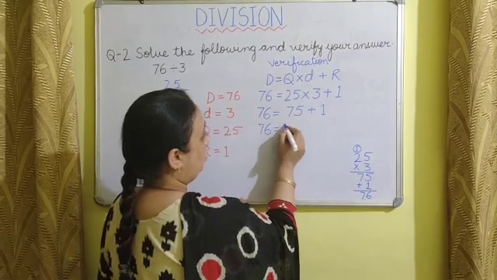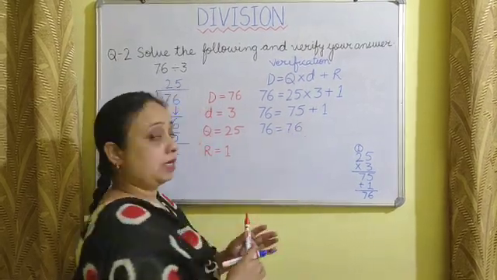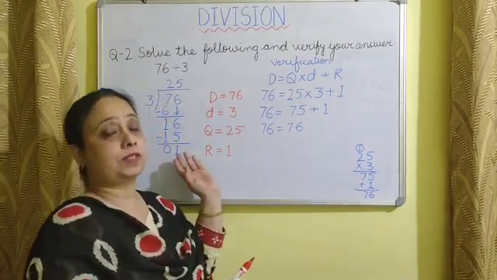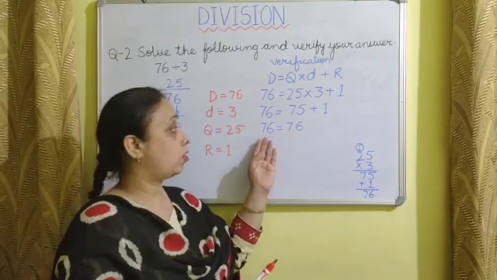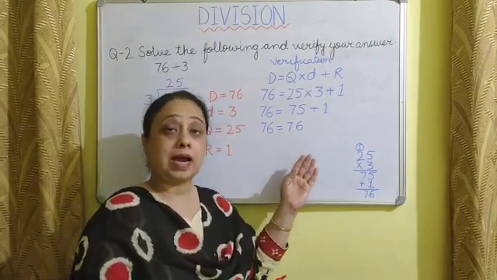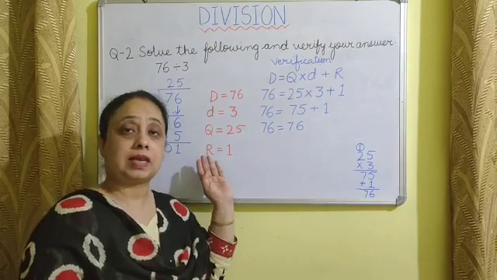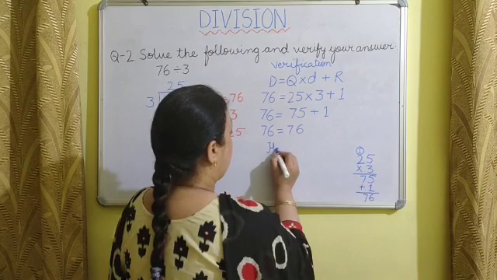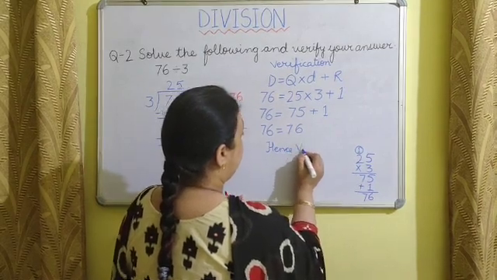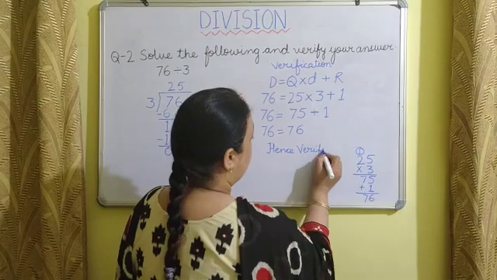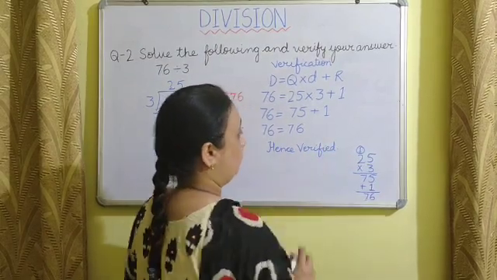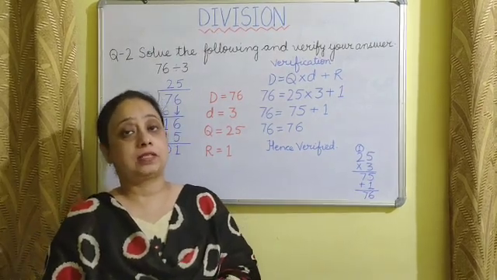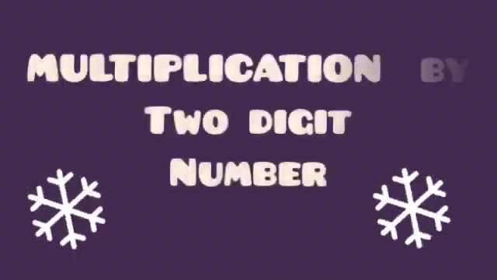76 is equal to 76. Now we have equal numbers on both the sides. That means the division which we have done is correct. If the numbers on both the sides are not equal, that means that we have made some mistake while doing a division. So here we will write, hence, verified. Hope the method of verifying your answer is clear to you.